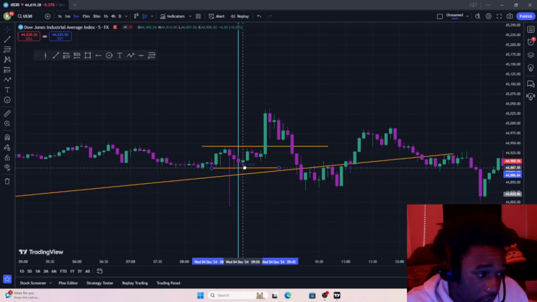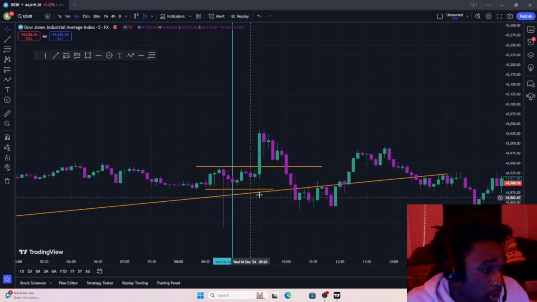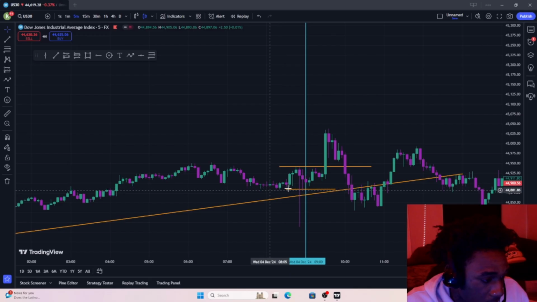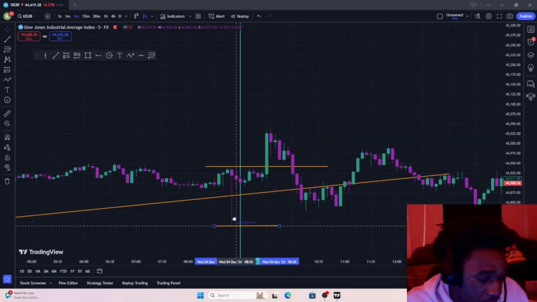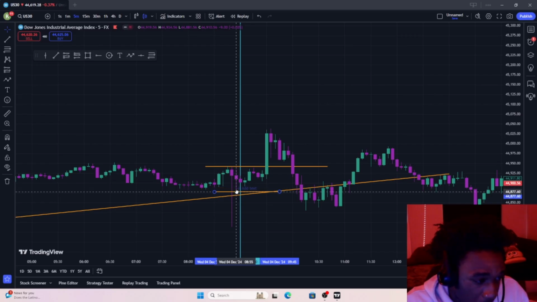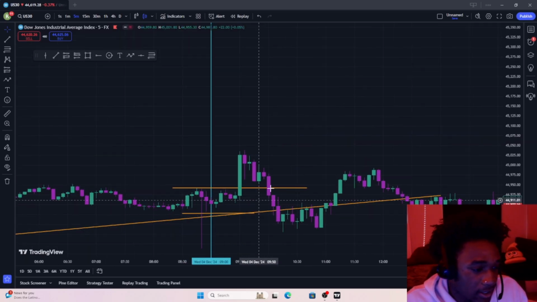Now we could have taken this trade if we marked our support at these candles right here, right? But like I said, I base my zones off of the lowest and highest points of the candle, even the wicks. So I didn't take that trade.